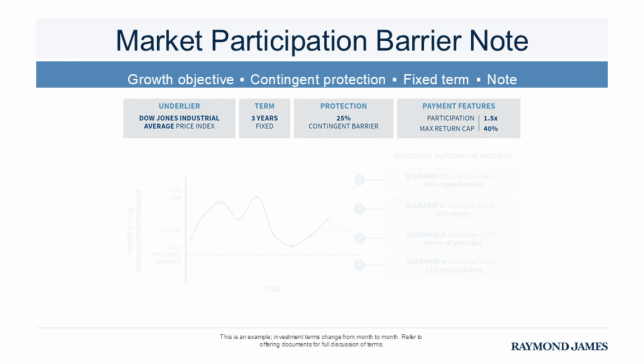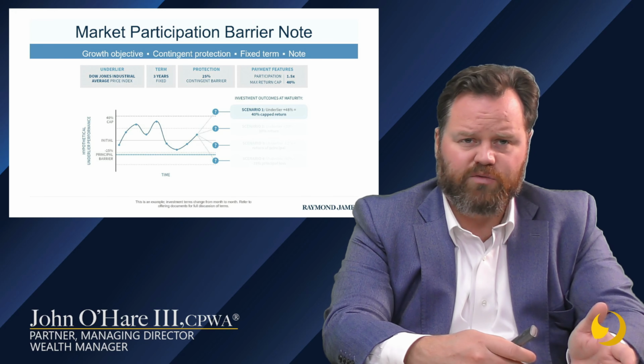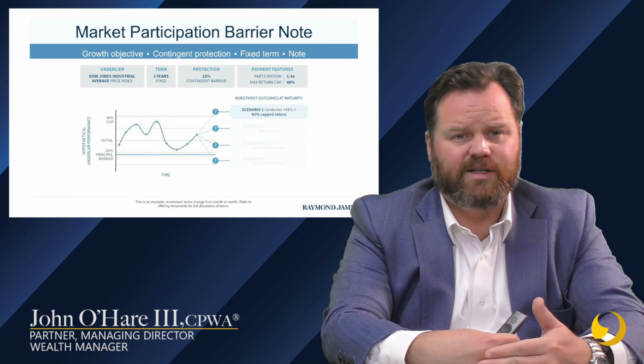Barrier notes. So this is to contrast buffers and barriers. Remember, we talked about this before. This one we're going to tie to the S&P 500, or excuse me, finally have a different index. We're going to tie this one to the Dow Jones Industrial Index. 3 years, protection is going to be 25% contingent barrier, so our barrier is a little bit lower. And this one has a participation rate of 1.5 times and a market cap return of 40%. So we've got a shorter period, we've got slightly better participation rate, we've got a slightly lower cap, and we've got a slightly deeper barrier.